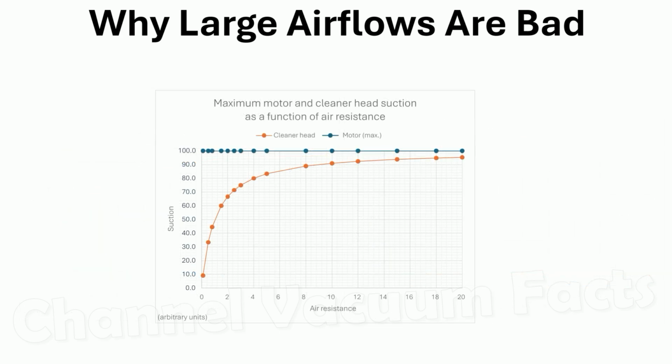Combining these two plots, you can see that suction at the cleaner head is always lower than the ultimate vacuum strength of the motor, since greater energy is lost as the motor removes ever more air from the machine. Understanding this also helps appreciate why having more air power is beneficial, which is why we discussed that earlier.